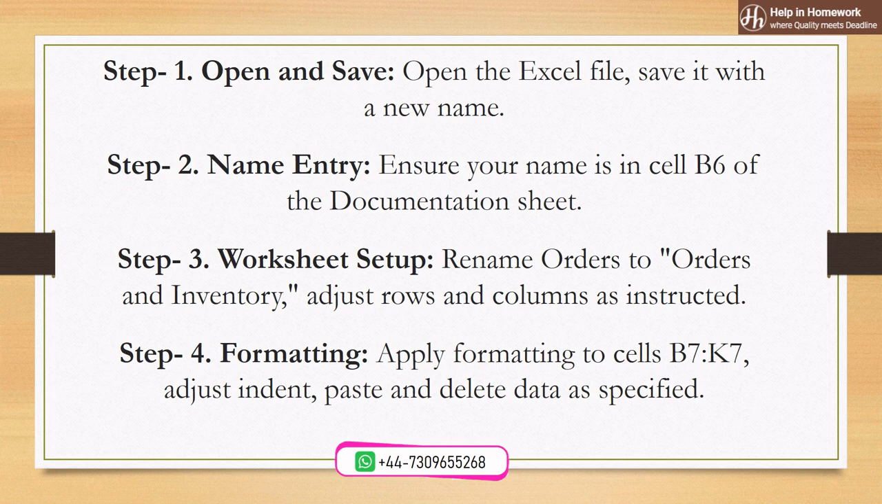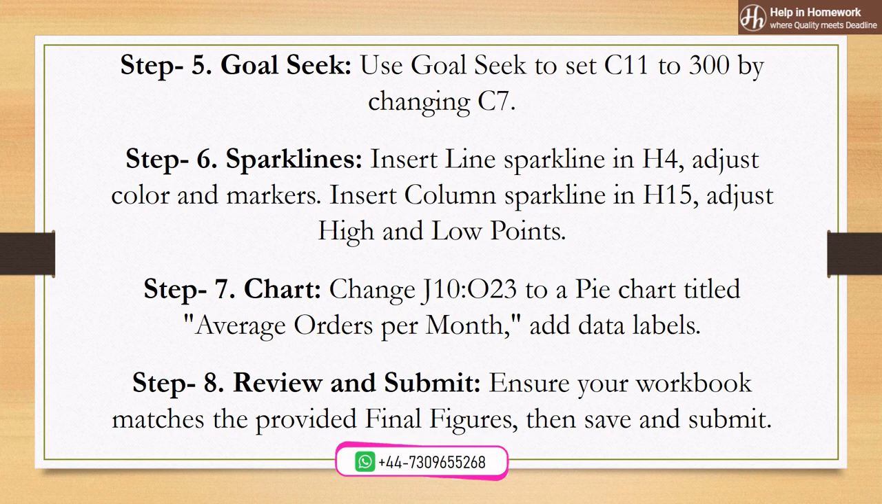Step 4. Formatting. Apply formatting to cells B7, K7. Adjust indent, paste and delete data as specified. Step 5. Goal Seek, use Goal Seek to set C11 to 300 by changing C7.